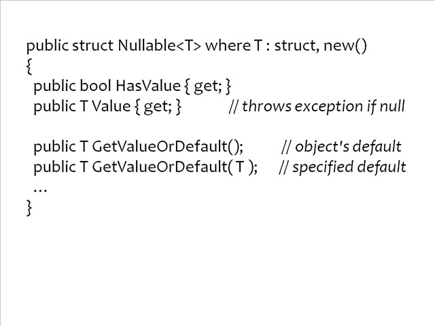The two overloads of GetValueOrDefault, the first one doesn't take a parameter, and that means it's going to return whatever the default value is for that object type, which generally refers to what happens if I zero out the memory in the instance. So a default value for int is 0. And so the second GetValueOrDefault overload takes something of type T, and we'll use that as the default value in case this is actually null.